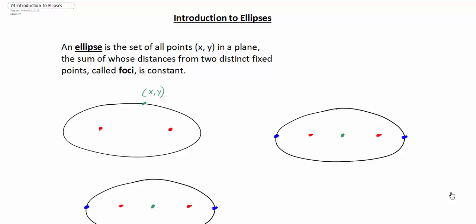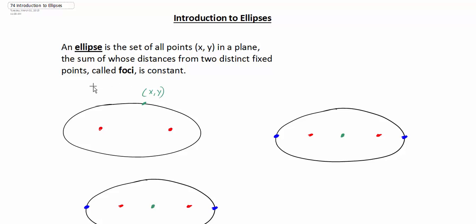In this video, we're going to look at the ellipse. Just like we defined the parabola in the previous videos, we're going to define the ellipse using a locus of points, or a collection of points. And we're going to define the ellipse as the set of all points x, y in a plane, the sum of whose distances from two distinct fixed points called foci is constant. And foci here, that's the plural form for focus.